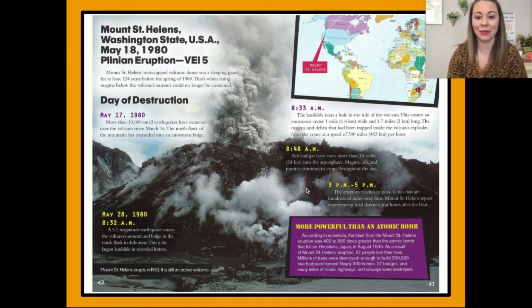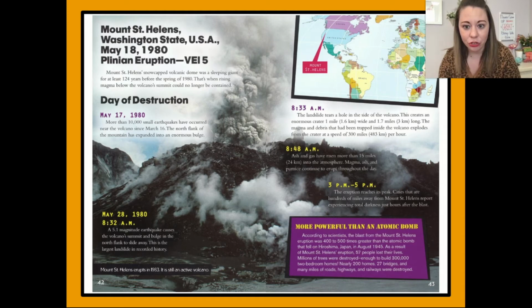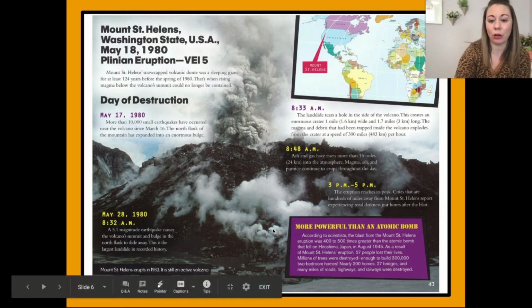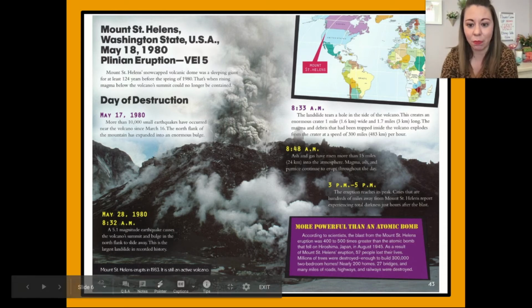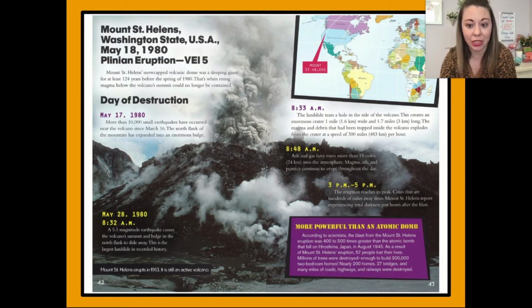3 to 5 p.m. The eruption reaches its peak. Cities that are hundreds of miles away from Mount St. Helens report experiencing total darkness just hours after the blast. And then it says, more powerful than an atomic bomb in the purple box. According to scientists, the blast from Mount St. Helens eruption was 400 to 500 times greater than the atomic bomb that fell on Hiroshima, Japan, in August of 1945.